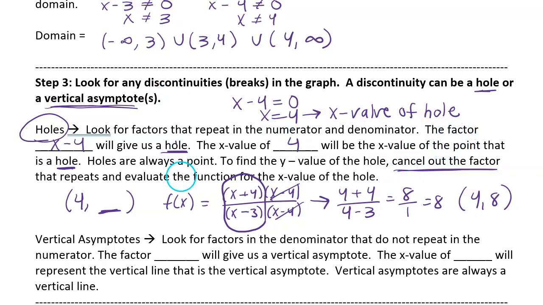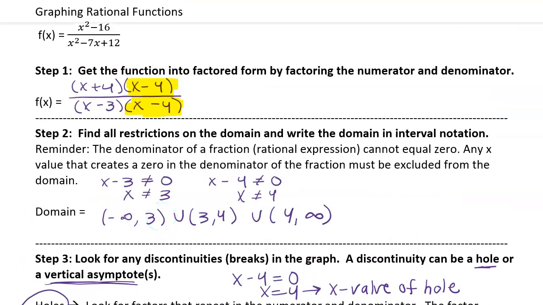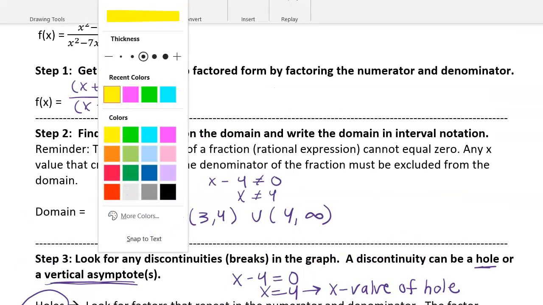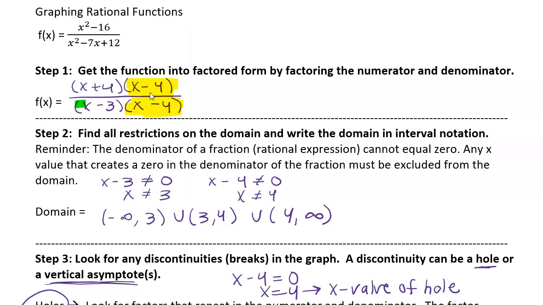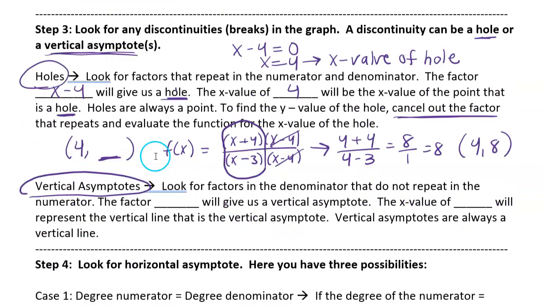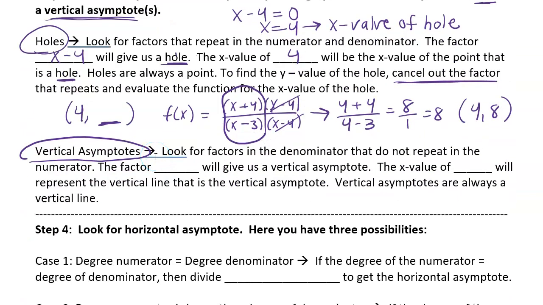Now if you look at this next section here, this is your vertical asymptotes. So you want to look for factors in the denominator that do not repeat in the numerator. So if you go back to your function, and I'll change to a different color here. We'll go green. All right, this is your factor in the denominator that is not repeating in the numerator. So it's basically going to be any other factors that are in the denominator that you didn't already use with the hole. Okay, so the x minus 3 was still left there, so that's what we're going to use for our vertical asymptote.